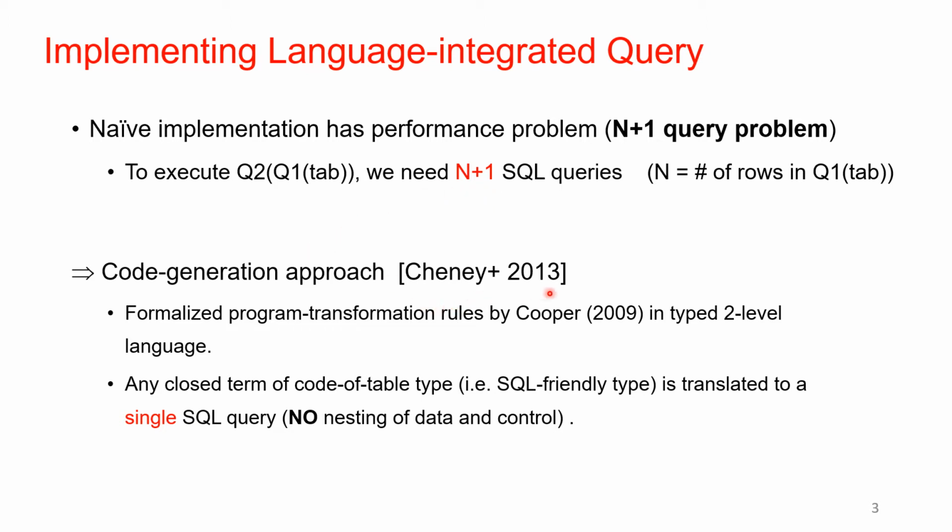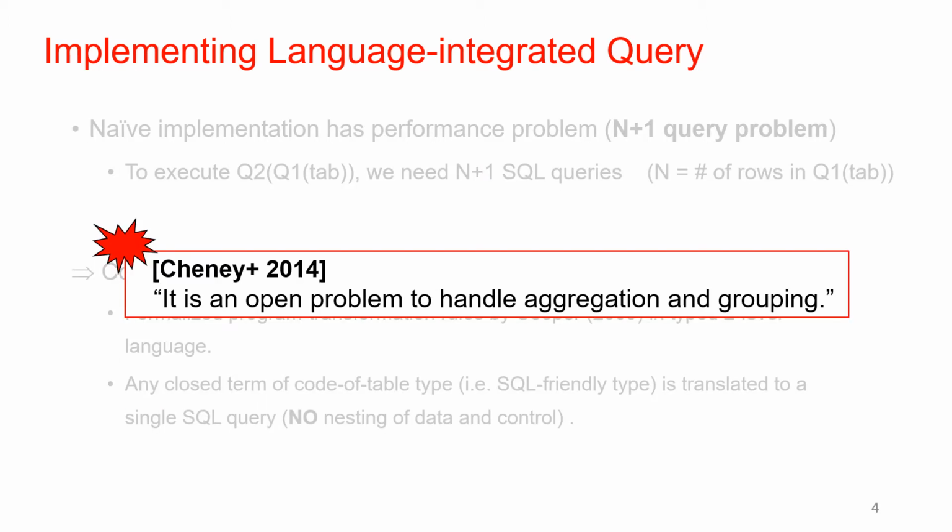Cheney and others solved the problem by code generation. They formalized Cooper's program transformation rules in a typed two-level language, T-LINQ, and proved that any closed term of table type can be translated to a single SQL query. It is an elegant result. However, the target language covers a small subset of SQL, and it is an open problem to handle aggregation and grouping, and this is the subject of our work.